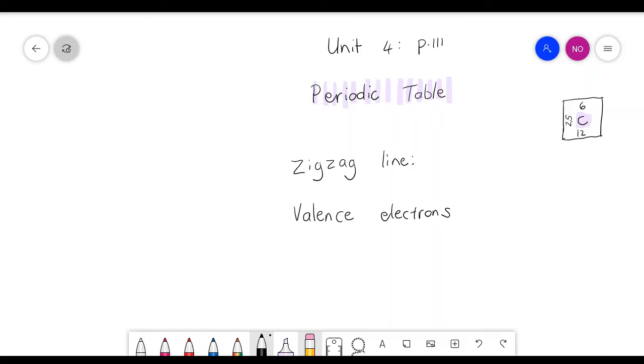And I want you guys to see that next to the valence electrons, they have a quick fact there.